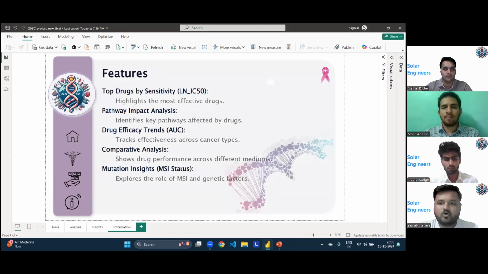So basically, our dashboard is analyzing the genomic drug sensitivity in cancer, and from this analysis we have drawn some insights, like top drugs by sensitivity, then pathway impact analysis, then drug efficacy trend, and also the comparative analysis and mutation insights. So these are the some insights we have drawn. Thank you.